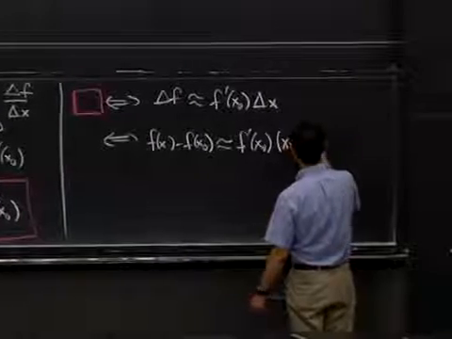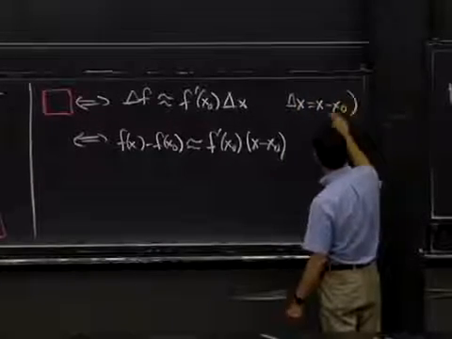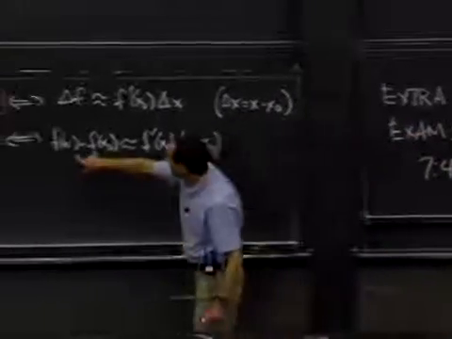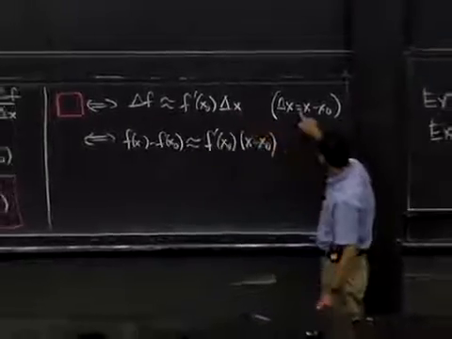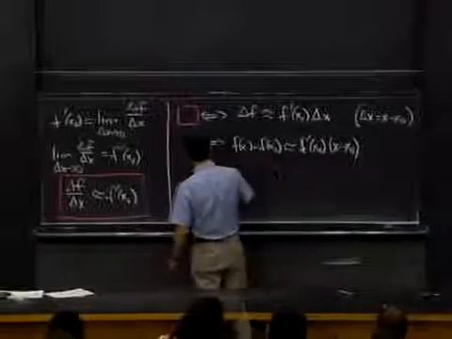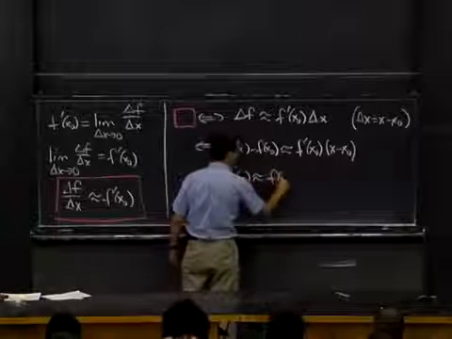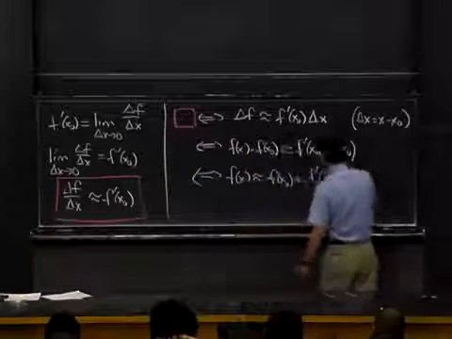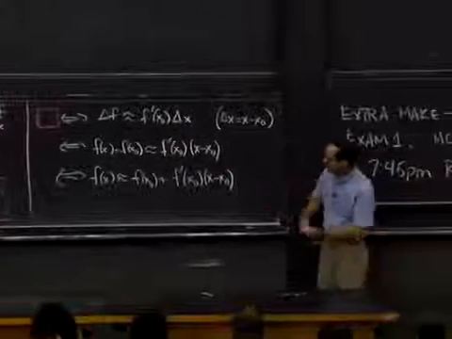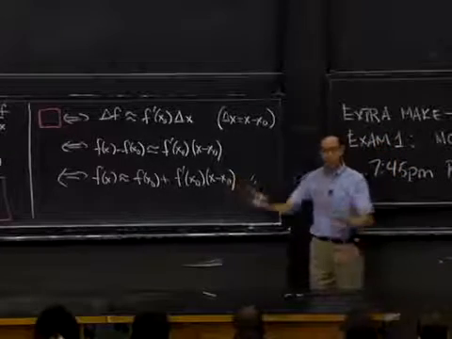And this is x minus x0. So here I'm using the notation delta x is x minus x0. And so this is the change in f. This is just rewriting what delta x is. And now the last step is just to put the constant on the other side. So f of x is approximately f of x0 plus f prime of x0 times x minus x0. So this is exactly what I had just to begin with. All right? So these two are just algebraically the same statement.